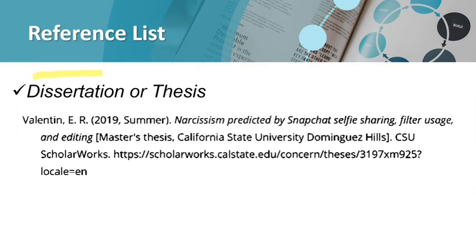And last is on dissertations or thesis. Again, list the author's last name and the initials. There is usually only one author for a thesis or dissertation, so you don't need to include any faculty advisors. And then followed by the year and the month and date. Provide as specific a date as it is available. And then followed by the title of the dissertation or thesis.